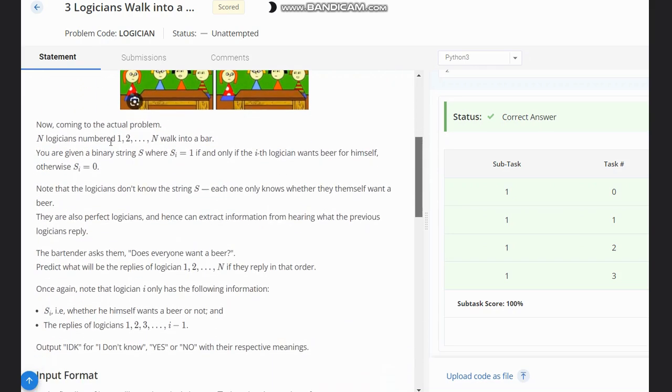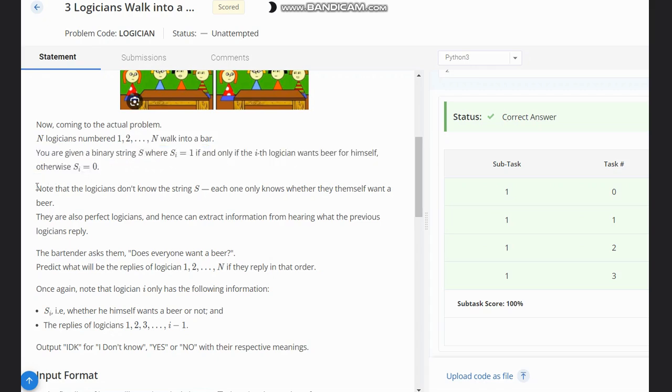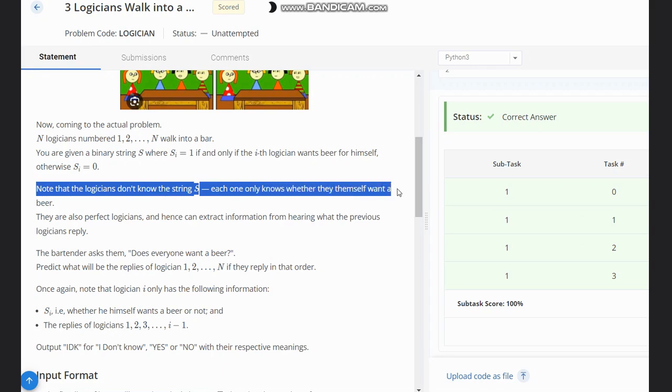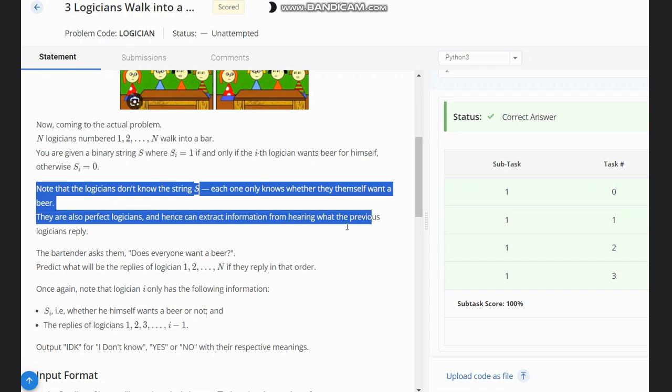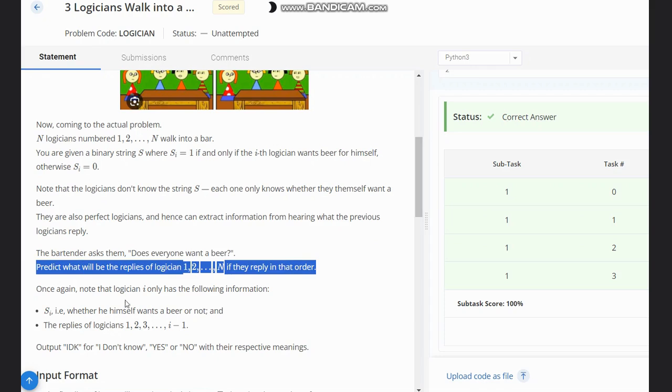N logicians numbered 1 to N walk into a bar. We are given a binary string S, where S_i equals 1 if and only if the ith logician wants beer for himself, otherwise S_i equals 0. Note that the logicians don't know the string S. Each one only knows whether they themselves want a beer. They are also perfect logicians and hence can extract information from hearing what the previous logicians reply. The bartender asks them, does everyone want a beer? Predict what the replies of logician 1 to N will be, if they reply in that order.